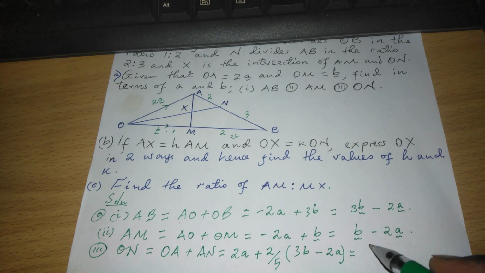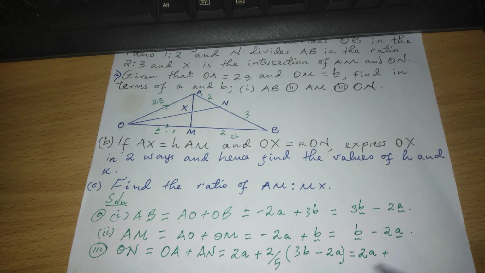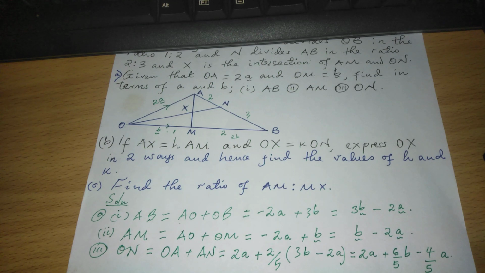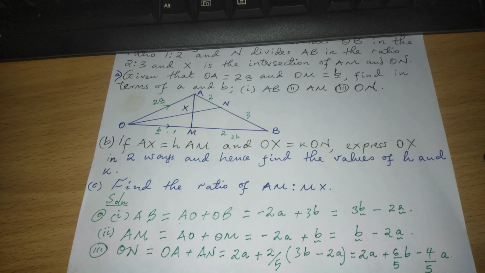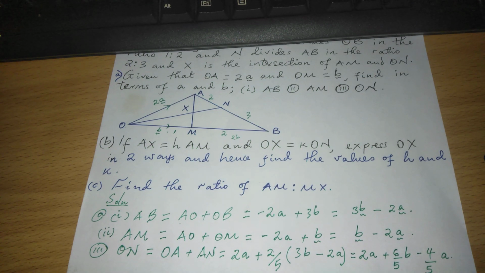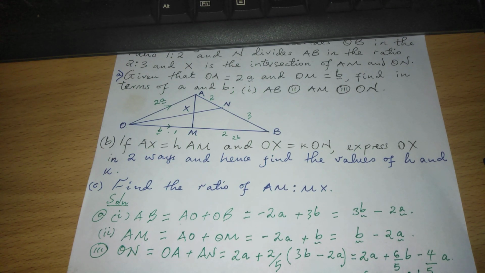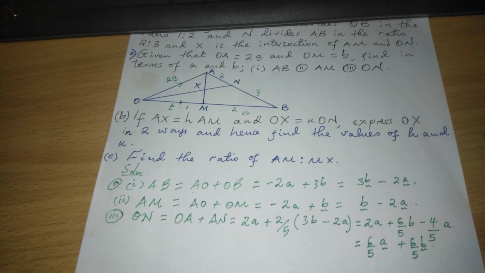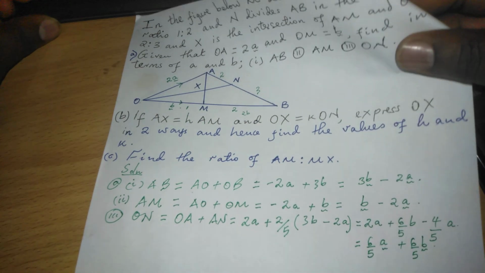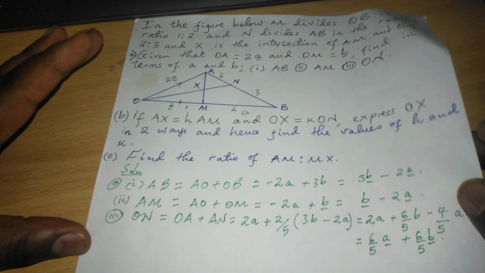Then we open the bracket and we will have 2A plus, this one gives us 6 out of 5 vector B minus 4 out of 5 vector A. Therefore now we can group like terms together. 2 minus 4 over 5 gives us 1 and 1 over 5, and 1 and 1 over 5 is 6 out of 5 vector A, then plus 6 out of 5 vector B. So that is how we express the vectors in terms of A and B. It is very good. Now we get together to part B.